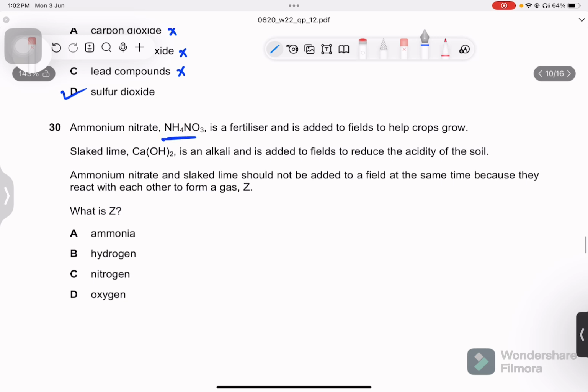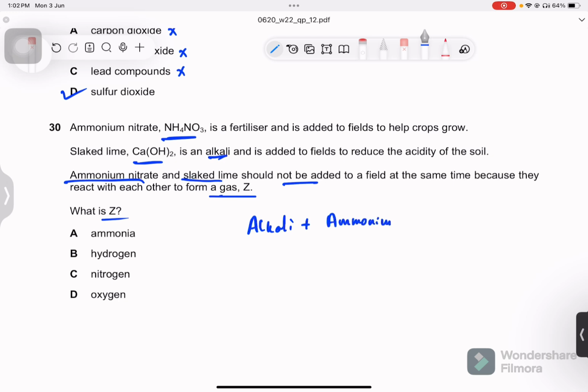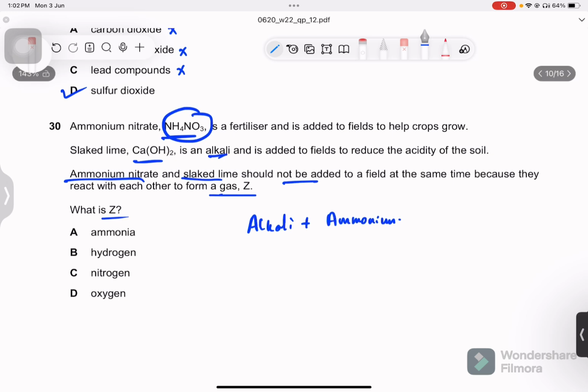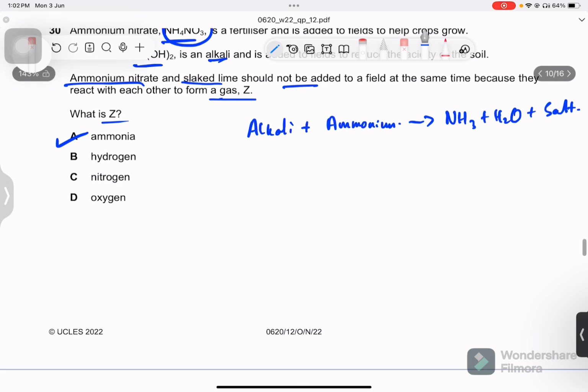Ammonium nitrate is a fertilizer and is added to fields to help crops grow. Slaked lime is an alkali and is added to the fields to reduce the acidity of the soil. Ammonium nitrate and slaked lime should not be added to a field at the same time because they react with each other to form a gas. What is gas G? An alkali reacting with an ammonium salt. This is an ammonium salt, right? So it produces NH3, which is ammonia, plus water plus salt. So ammonia is the correct answer.